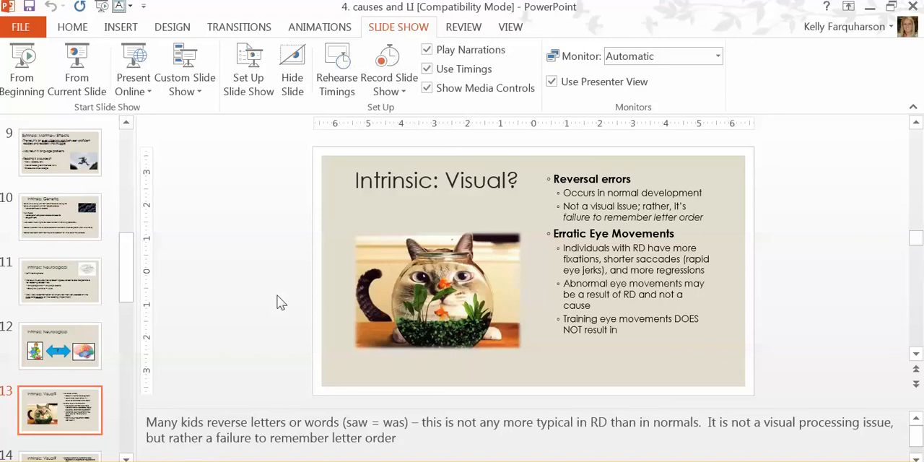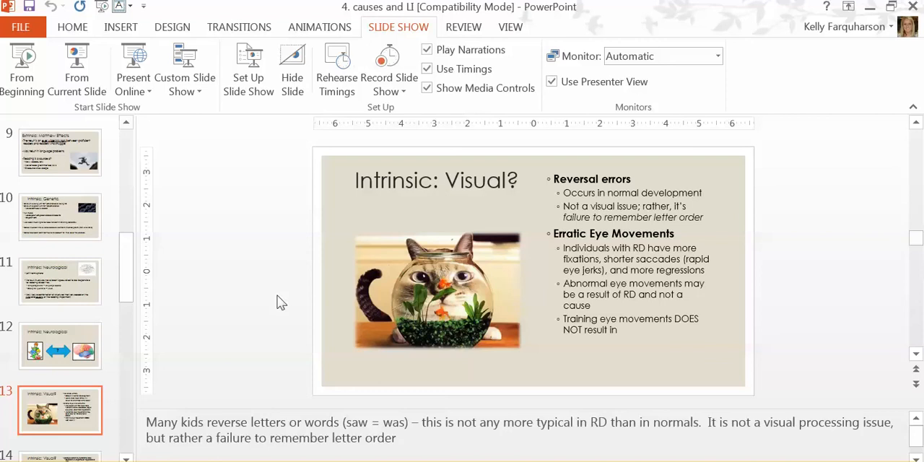So the next area we'll talk about, we have a few slides on, is visual. The next intrinsic area is visual. There were a few paragraphs in this chapter talking about possible visual deficits. Most of them were considered to be untrue and not supported in the research and not connected to reading disabilities at all. But we'll go through them because you may experience patients or parents who have heard of these and think that it's the cause or cure of a reading disability.